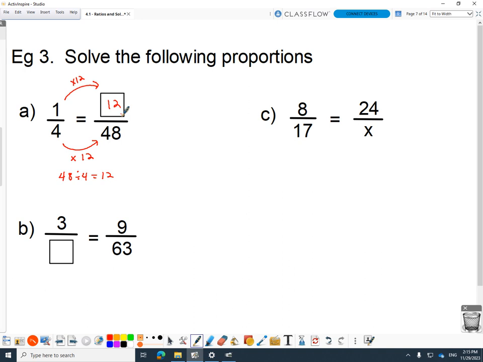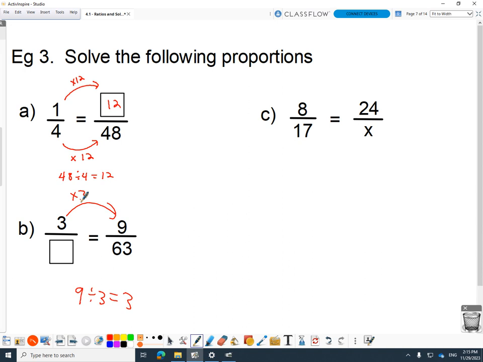Alex wants a shot. Don't listen to me. Listen to him. 21. 21 is correct. What did you do? 9 divided by 3. He went 9 divided by 3, and you got what? 3. So that's what was multiplied by to get over here. But you didn't multiply by 3, did you?